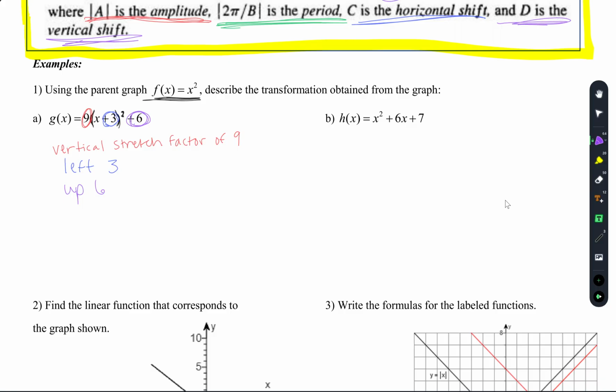It's not factor. Put it into standard form. How do you put a quadratic into standard form? Complete the square. All right, ready, go. See if you remember. Complete the square. Ready, go.